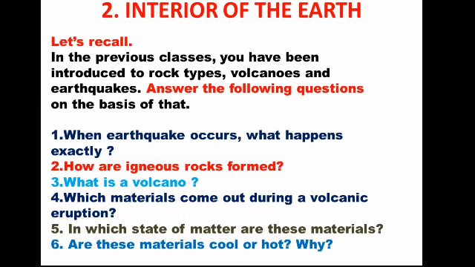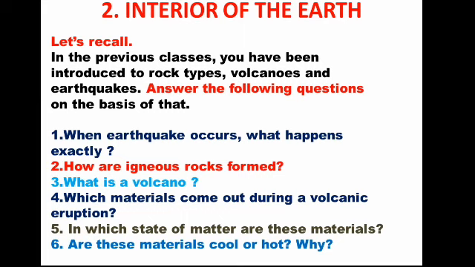Question second is, how are igneous rocks formed? See students, answers are not given here. You have to listen carefully, try to understand, and try to understand with your previous knowledge also, and can compare. Igneous rocks form when hot molten rock crystallizes and solidifies. Here, the hot molten rock that we call magma. When the magma gets solidified, igneous rocks form, interior or the exterior.